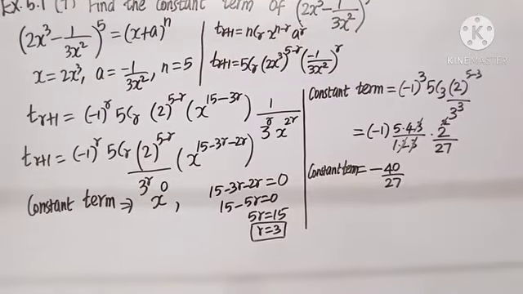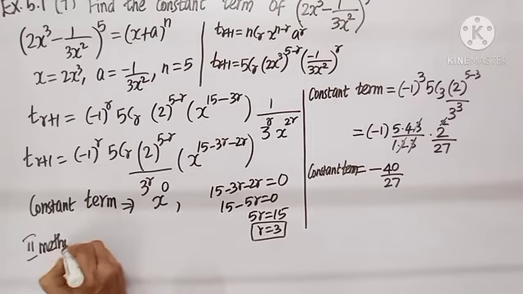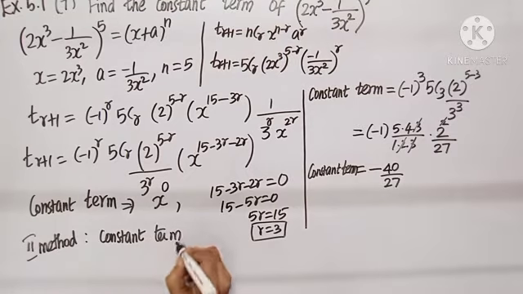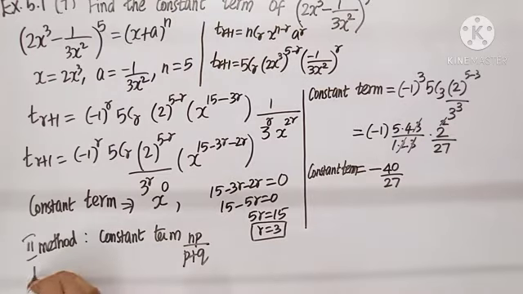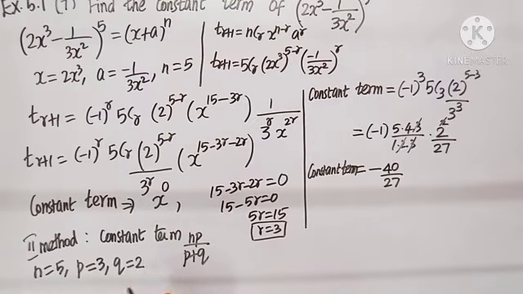There is another method for objective type questions. How to get the constant term? We have the formula np by p plus q. n is the power, that is 5. p is the numerator power of x, which is 3. q is the denominator power, that is 2. So this tells me 5 into 3 by 3 plus 2. Now also I get 3.